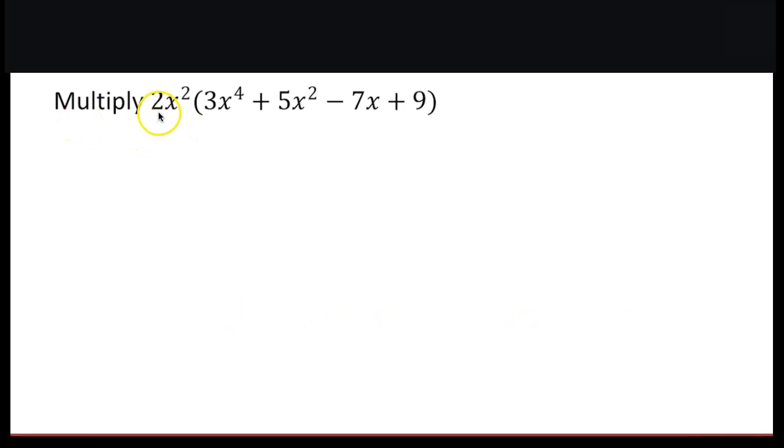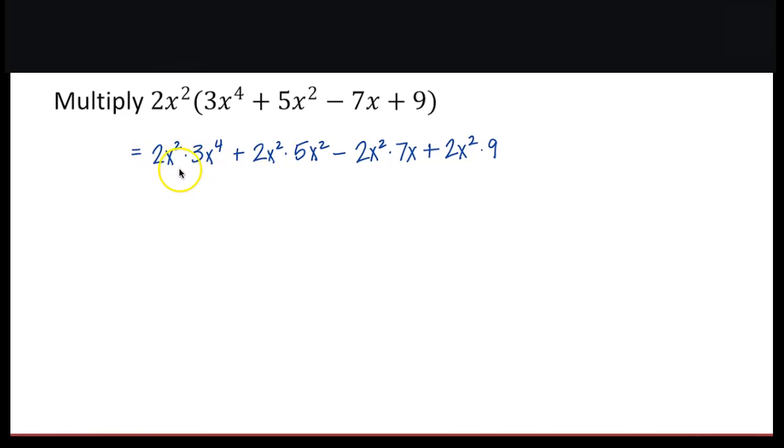We want to multiply 2x squared, a monomial, times the polynomial 3x to the fourth plus 5x squared minus 7x plus 9. So we're going to go ahead and start by multiplying the monomial to each term of the polynomial. So we have 2x squared times 3x to the fourth plus 2x squared times 5x squared minus 2x squared times 7x plus 2x squared times 9.